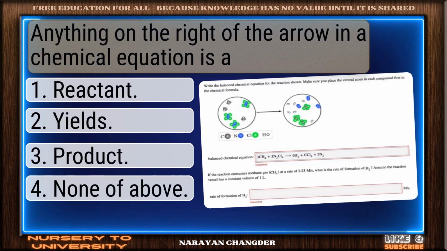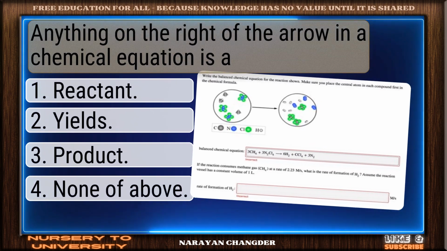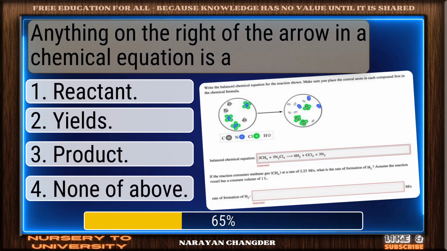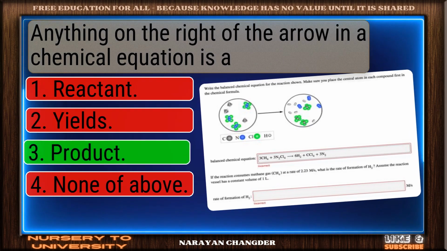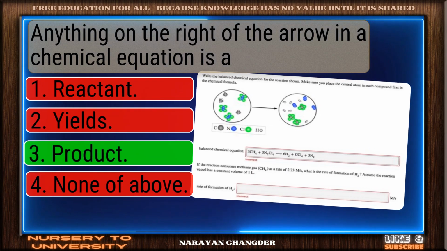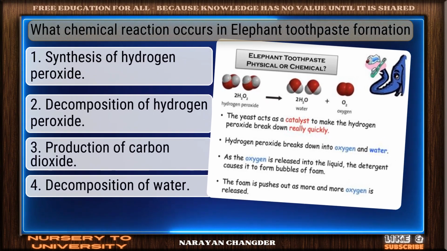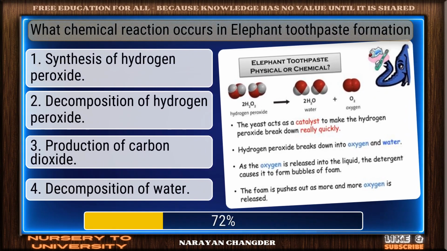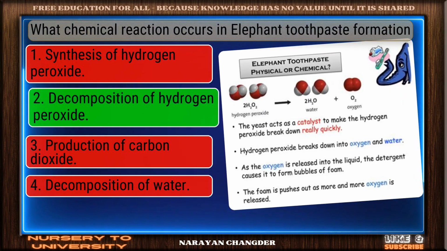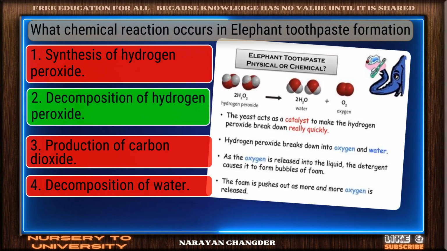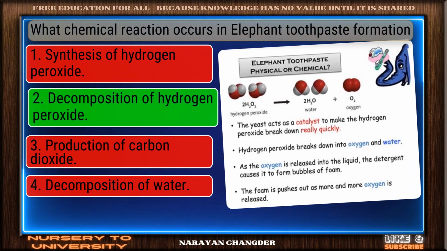Anything on the right of the arrow in a chemical equation is a... Right again. Product is a valid answer. What chemical reaction occurs in elephant toothpaste formation? You chose decomposition of hydrogen peroxide, and it is correct.